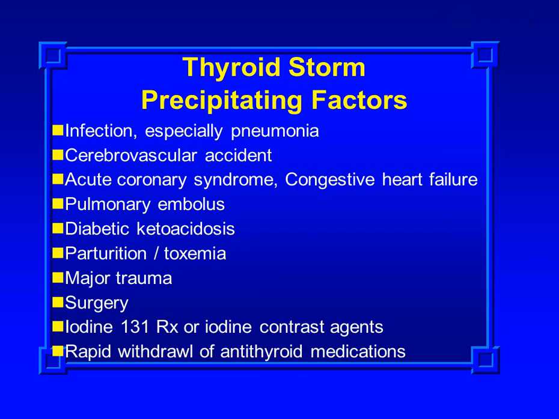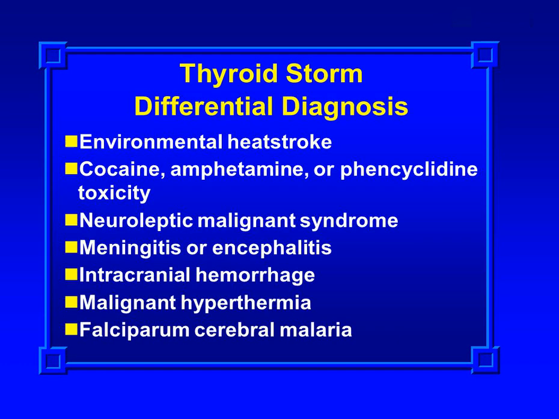Precipitating factors. Thyroid storm precipitating factors: infection, especially pneumonia. Cerebrovascular accident. Acute coronary syndrome, congestive heart failure. Pulmonary embolus. Diabetic ketoacidosis. Parturition, toxemia. Major trauma. Surgery. Iodine 131 treatment or iodine contrast agents. Rapid withdrawal of antithyroid medications.